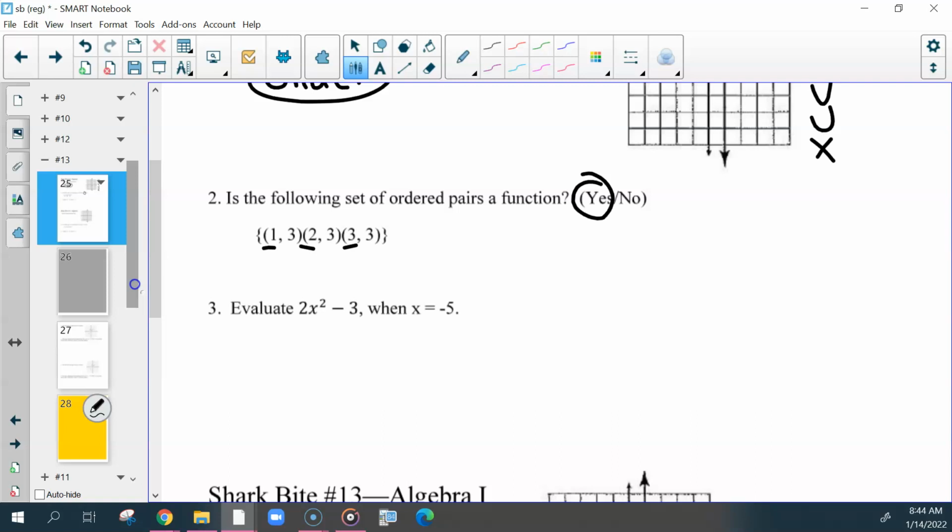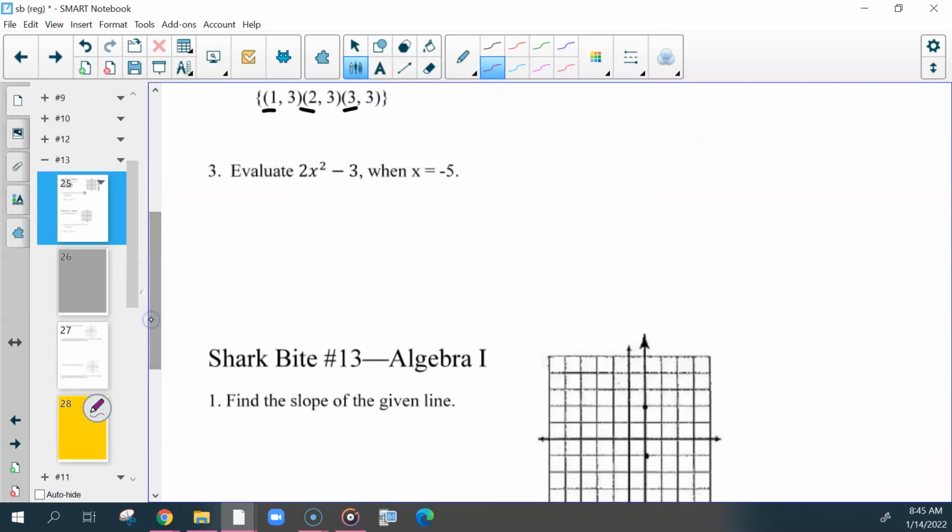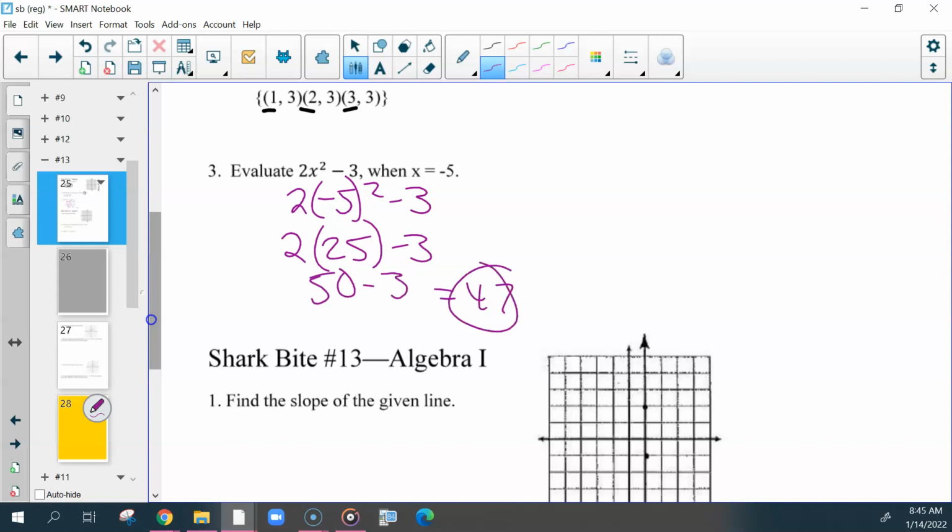And then for number 3, we need to evaluate this function. So put in -5 for x. This would give us 2 times 25, or 50, minus 3, so 47 is our final answer. That was really sloppy, sorry. Questions on 1, 2, or 3?